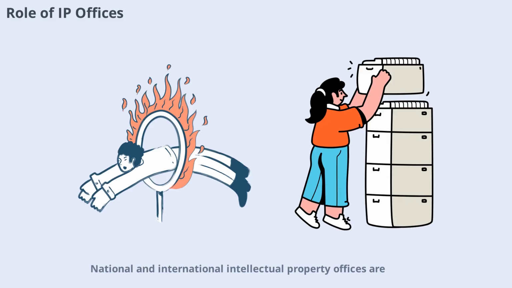National and international intellectual property offices are responsible for granting and managing IP rights. They review applications, maintain registries, and provide information to the public. IP offices also play a role in enforcement and policy development. Their work ensures that IP systems function smoothly and support economic growth.